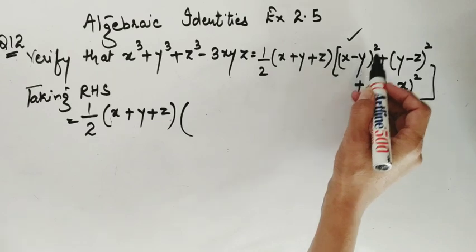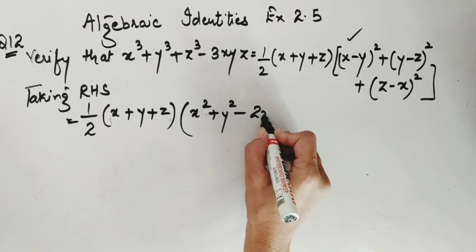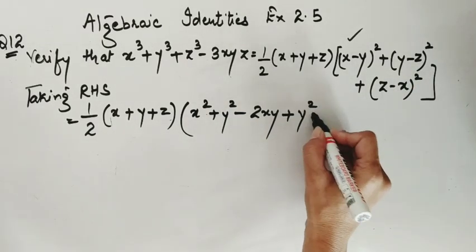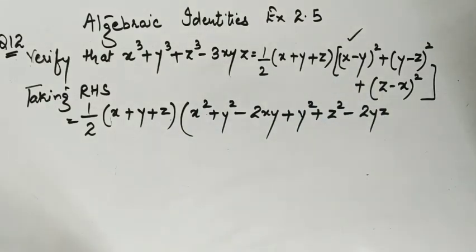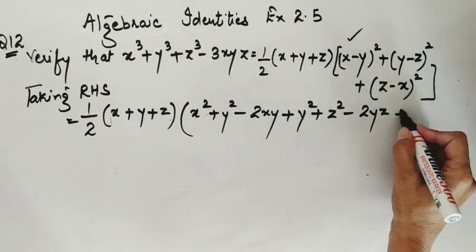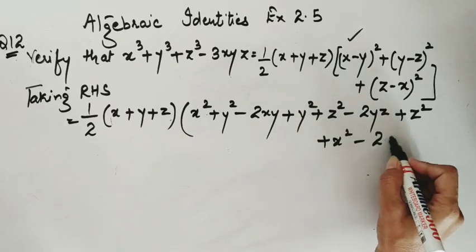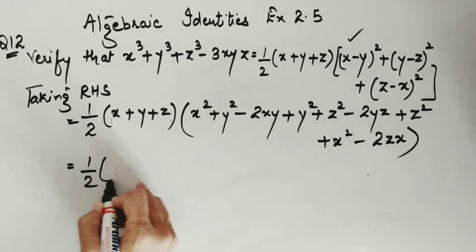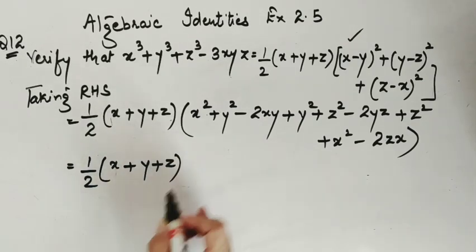We know x minus y whole square would be nothing but x square plus y square minus 2xy. y minus z whole square is nothing but the expansion y square plus z square minus twice of yz. And then comes the expansion for the last one, which would be z square plus x square minus 2zx. Let us see what's the next step. Let's put the like terms together. Half comes common, half remains as such. x plus y plus z.